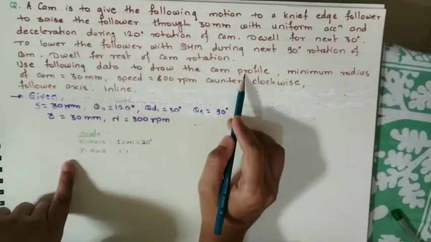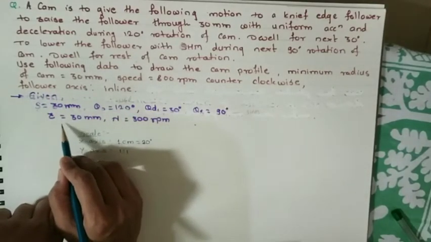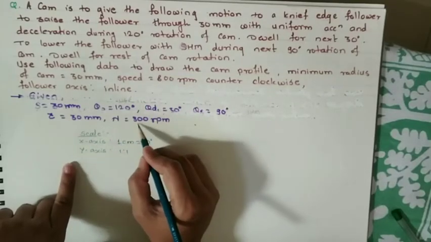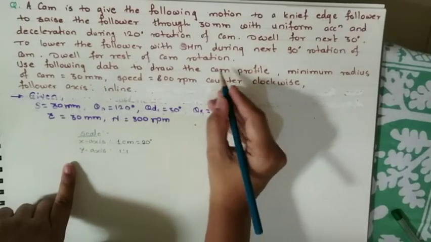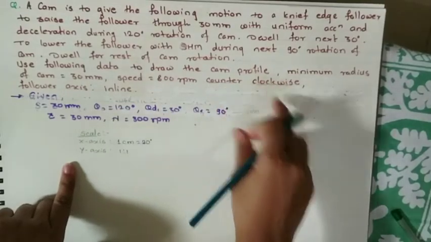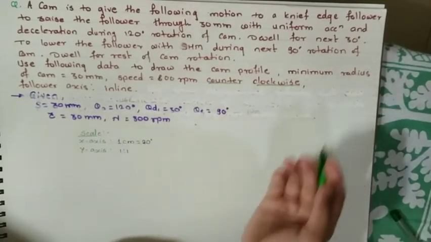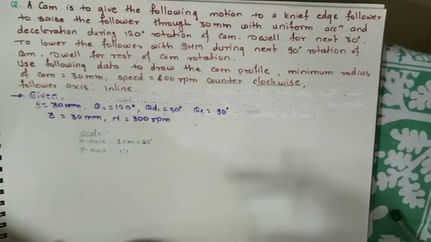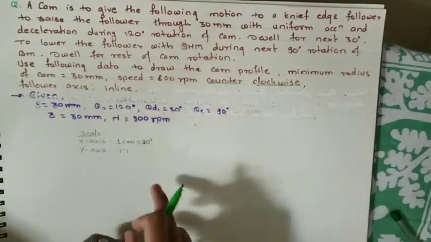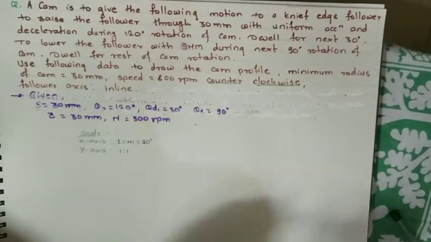The following data is to draw the cam profile: the minimum radius of the cam, small r, is equal to 30 mm. The speed of the cam is given as 800 rpm, and here is one twist: the cam rotates counterclockwise. This is very important. We have seen numericals where the cam rotated clockwise, so the follower moves in an anti-clockwise way, but here the cam rotates anti-clockwise, so the follower goes in a clockwise way.